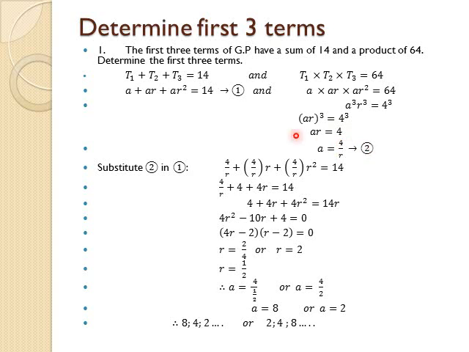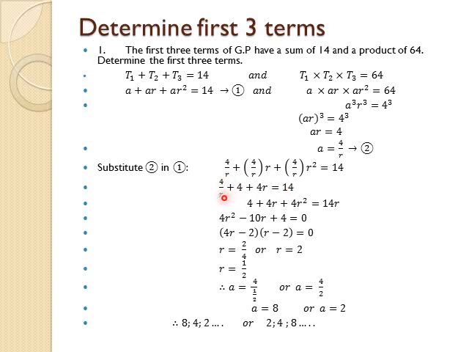This equation 2, I'm going to substitute into equation 1. So in the place of A, I have 4 over R, plus 4 over R times R, plus 4 over R squared equals 14. This way I've ensured I only have one variable to solve, R. So the R times R cancel and I'm left with 4. R squared divided by R gives me 4R on top. So 4 plus 4R plus 4 over R equals 14.